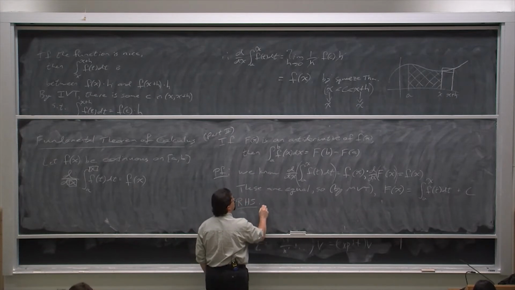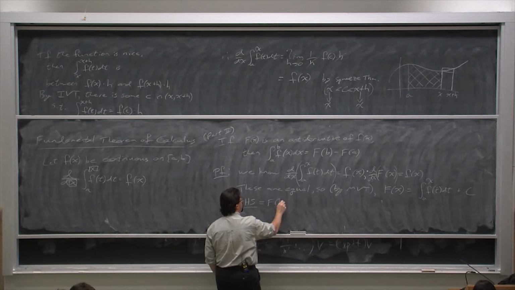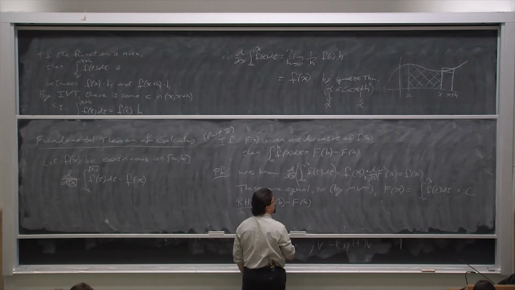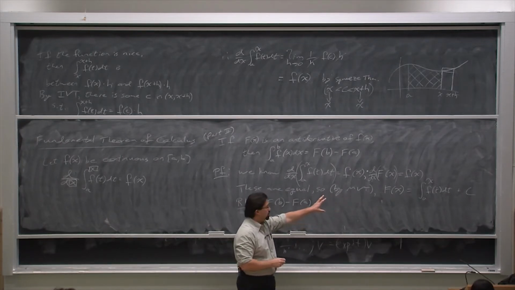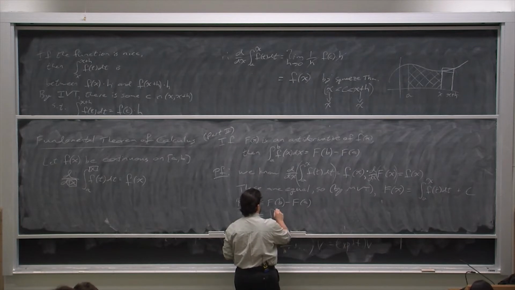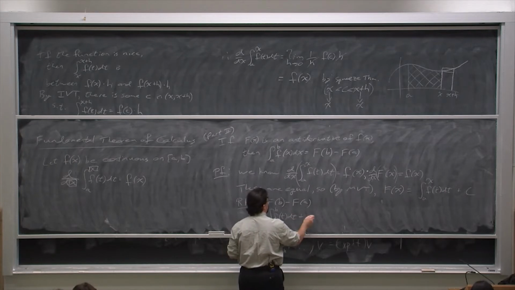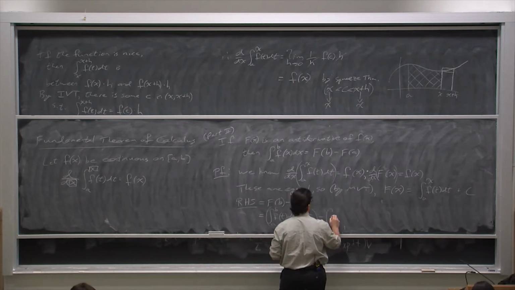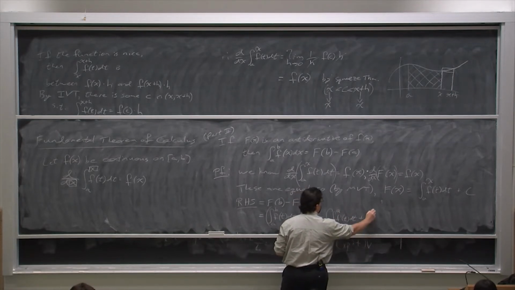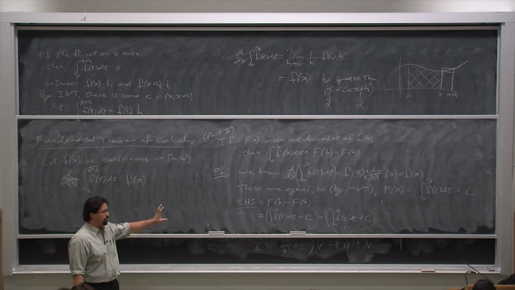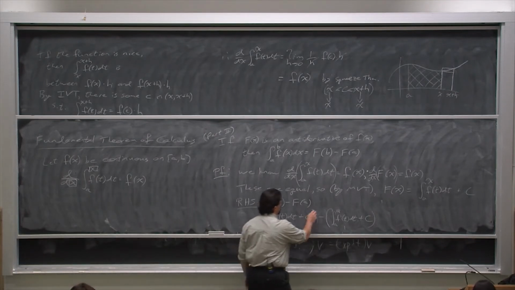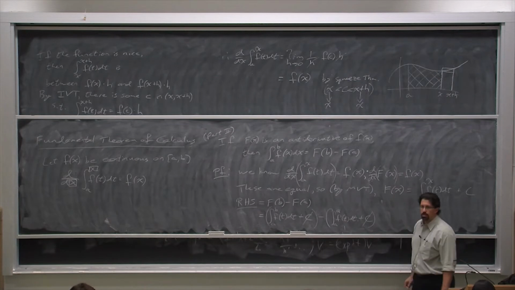Okay, the right-hand side is equal to big F of b minus big F of a, which is equal to, by what we just showed, the integral from a to b of f of t dt plus some constant minus the integral from a to a of f of t dt plus the same constant. Right? It's the same function. I haven't changed it. I haven't played with it. So these plus c's, they're going to cancel out.